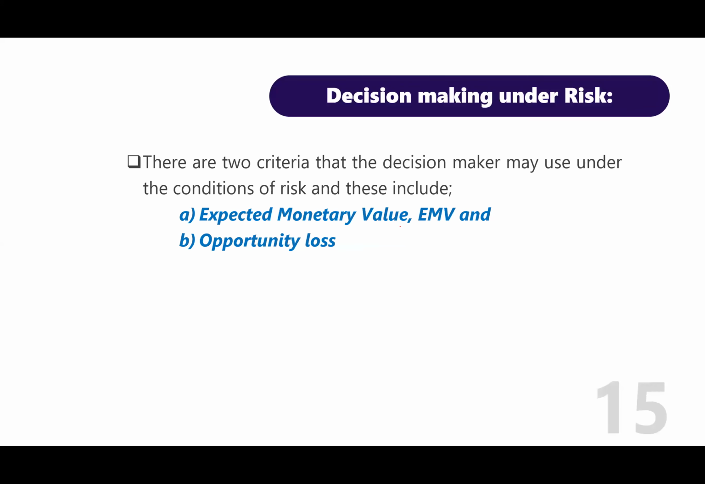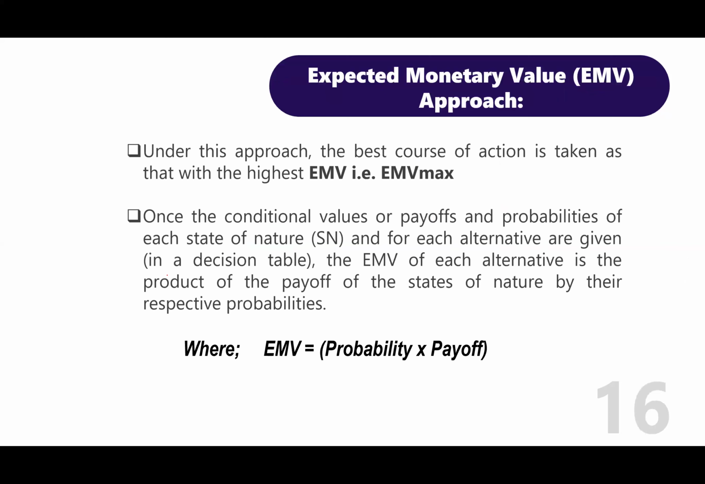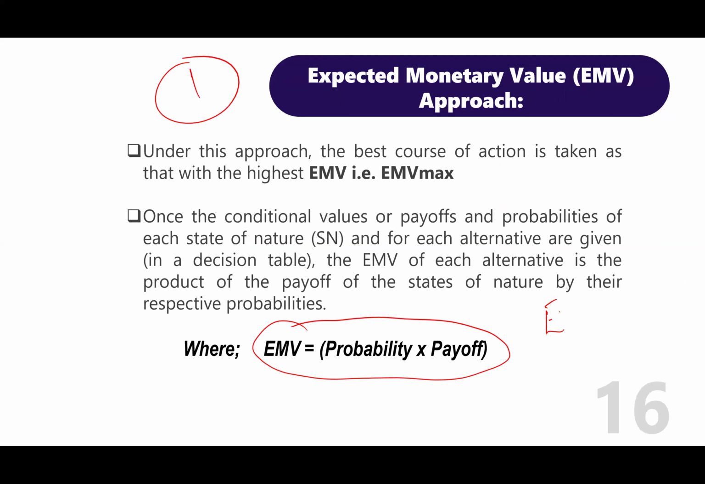And as I've mentioned, under this environment, we can either use the expected monetary value approach or the opportunity loss approach. So any of these methods we can use under the environment of risk. So under the expected monetary value approach, which is our number 1, we select the alternative that gives us the highest expected monetary value, EMV for expected monetary value.